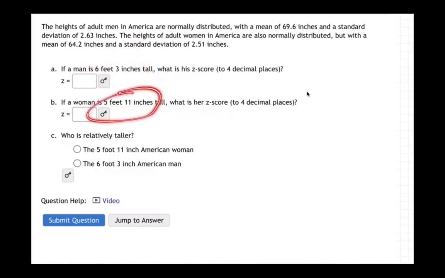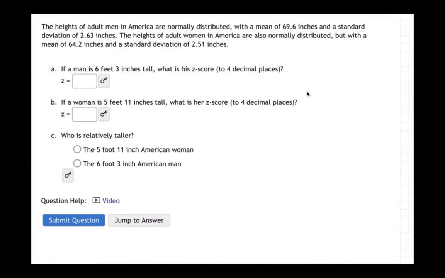Now, a 5 foot 11 inch woman, that's a tall woman. She's going to stand out as taller than the average woman. Which one is more extremely tall compared to their gender? Does the man stand out more compared to other men, or does the woman compared to other women? Whenever you're trying to compare somebody with their group, or compare two different groups, that is z-score. That's what z-score is all about.